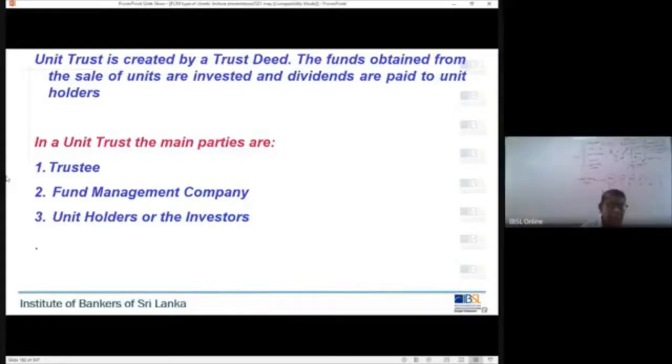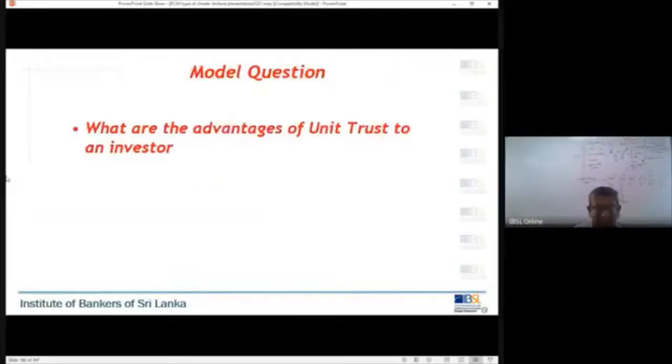An independent body, called the trustee, checks this. It is a tri-party agreement, and the deed given to you is called the trust deed. So there are three parties: trustee, fund management company, and unit holders, the investors.